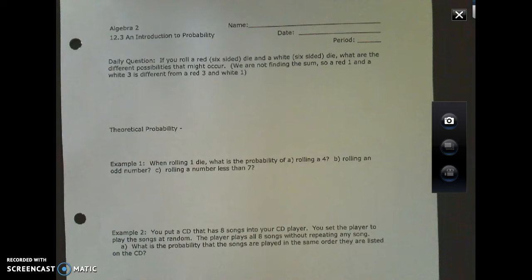Alright everybody, we are going to take a look today at 12.3, an introduction to probability. So much of this stuff you've already seen before, so it shouldn't be anything crazy new for you.